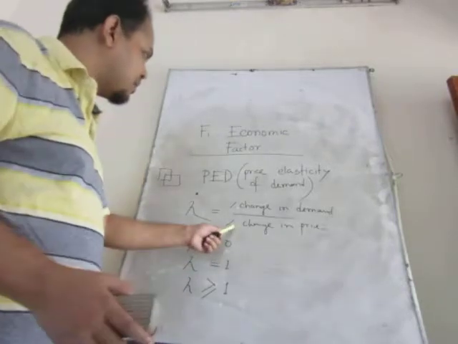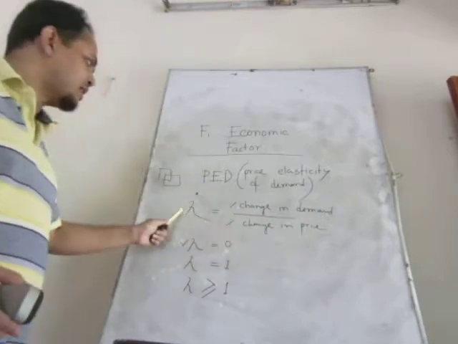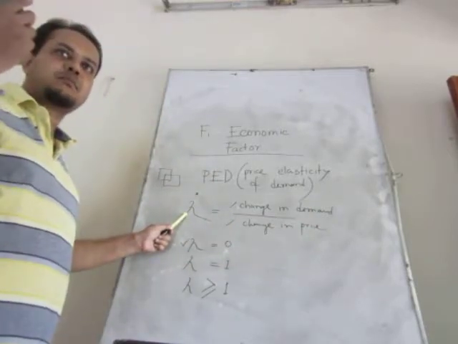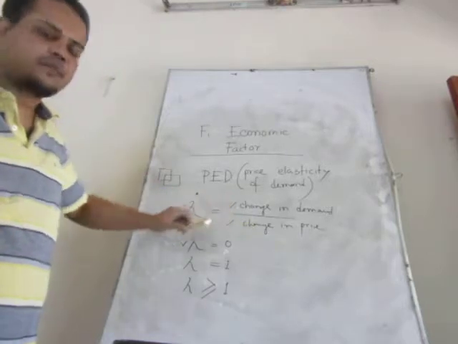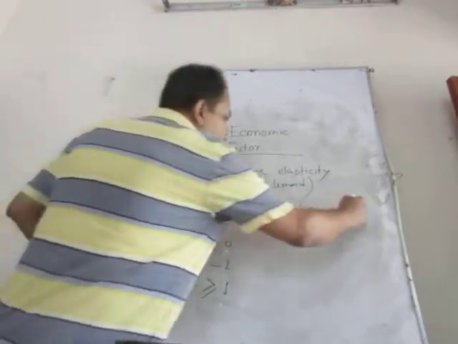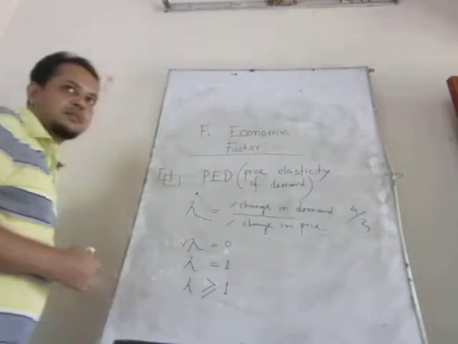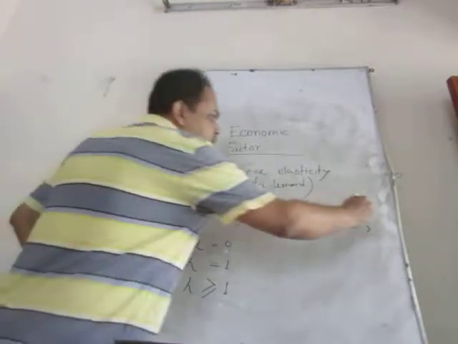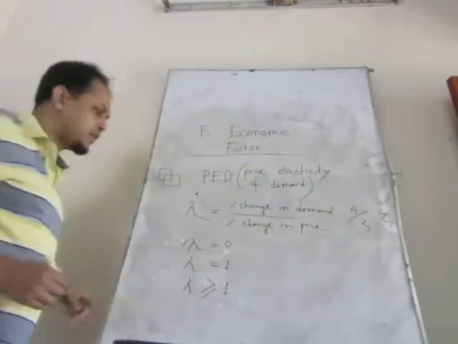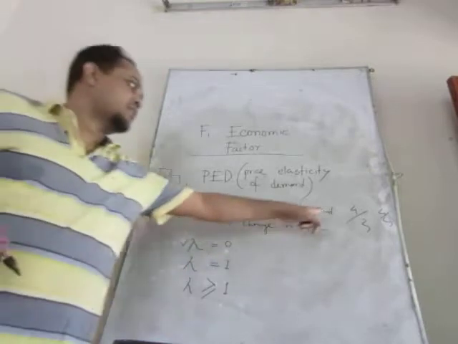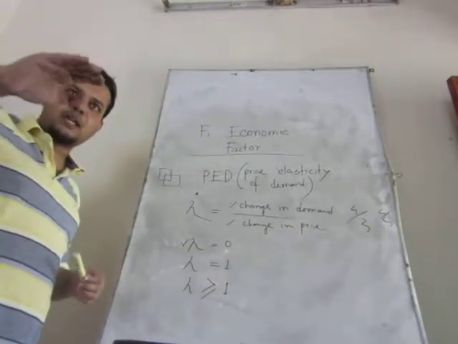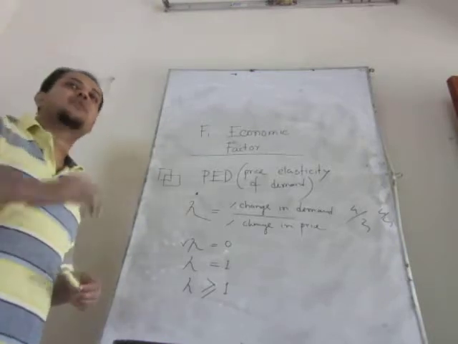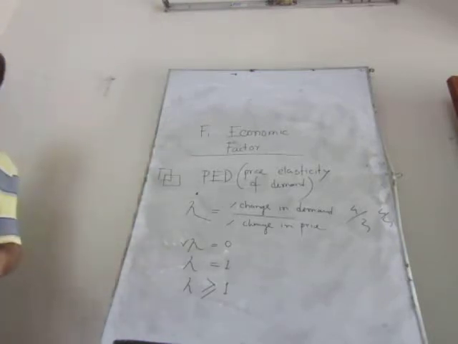Suppose we take an example. Why will this total result lambda be more than 1? When your numerator is more than the denominator, right? As for example, when this is 4 by 3, or when this is 4 by 4. 4 by 4 means unit 1 and 4 by 3 means more than 1. So starting from 1, as lambda increases, you can say the product is an elastic product.